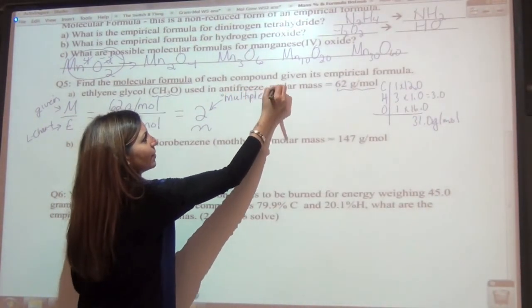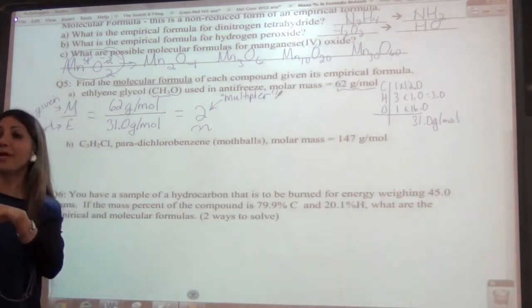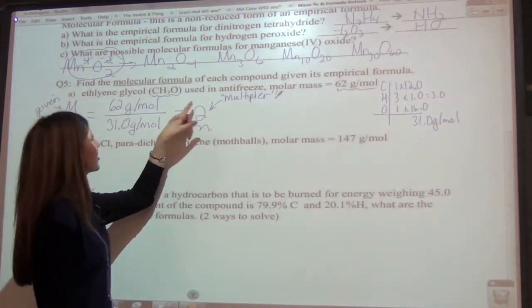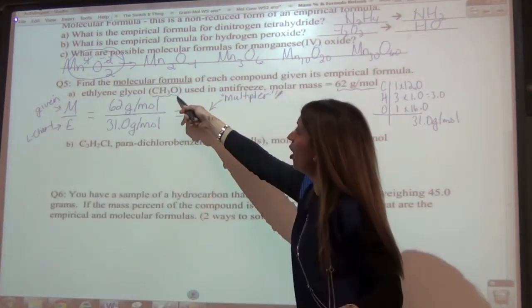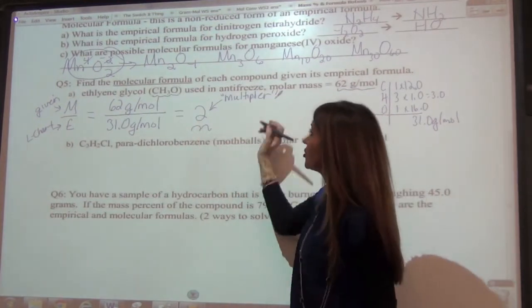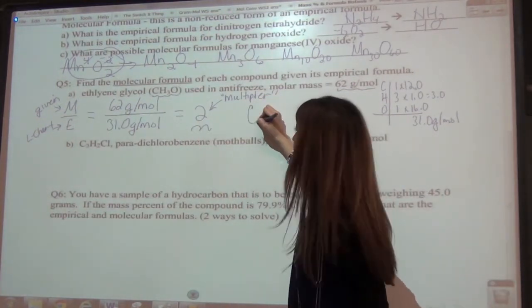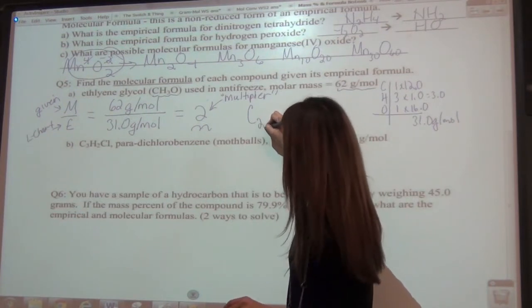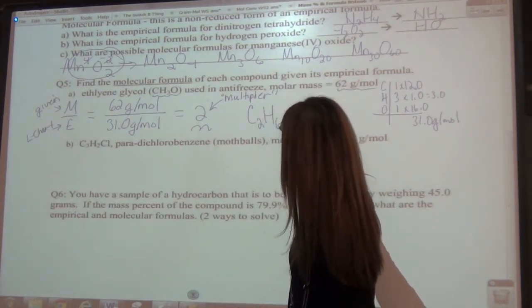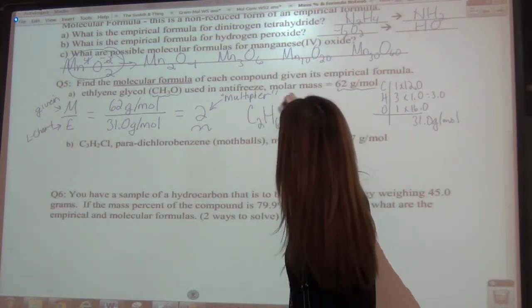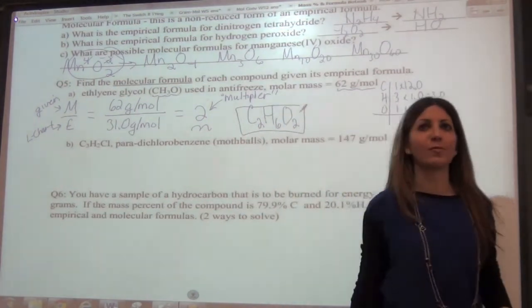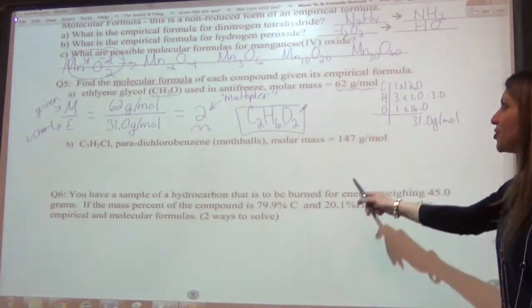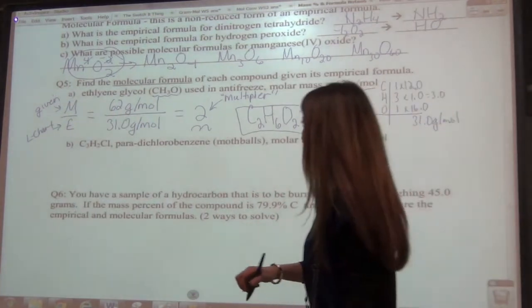What are you multiplying it by? The empirical formula. Good. So you're going to go back to your empirical, which is CH3O. You're going to multiply everything by 2, which means you get C, not 1 but 2, not 3 but 6, and not 1 but 2. That is called your molecular formula. Let's do another one. Let's practice one more.